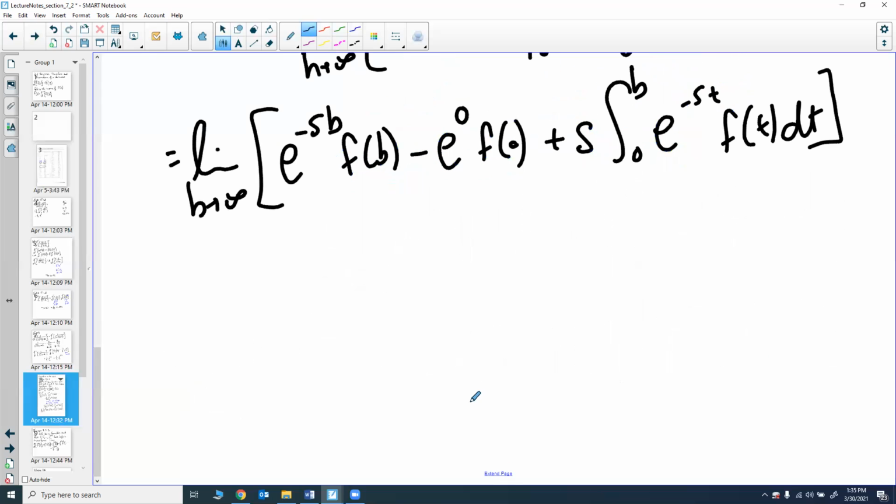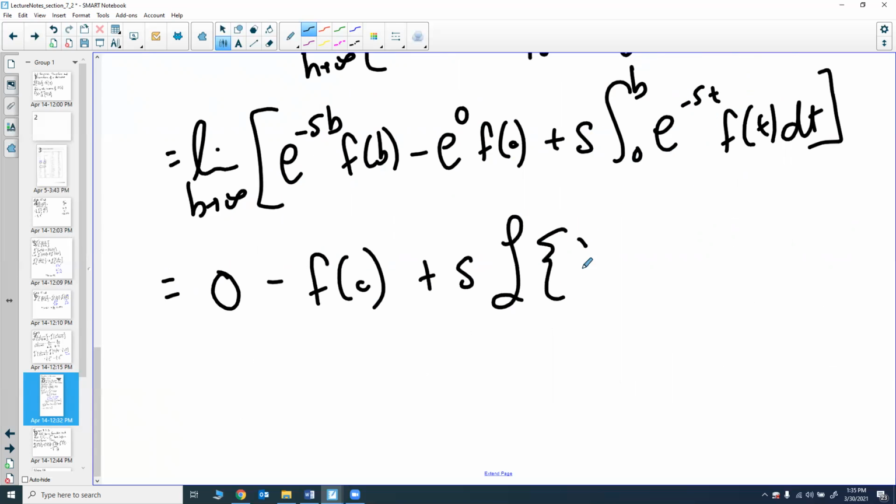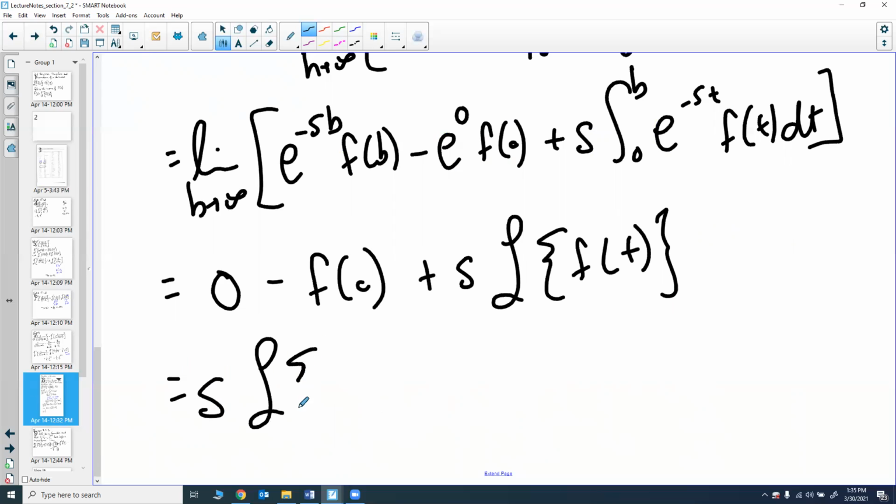Okay. Let's go ahead and do this limit. This limit of the first thing, e to the minus sb, will go to 0 as b goes to infinity. That will take over, so you'll get 0 there. e to the 0, of course, is 1. f of 0 doesn't involve a b, so it's just minus f of 0. This s times this integral, that is the Laplace transform of f of t. So we can put this back into that form, and we're now done. We have s times the Laplace transform of f of t minus f of 0.